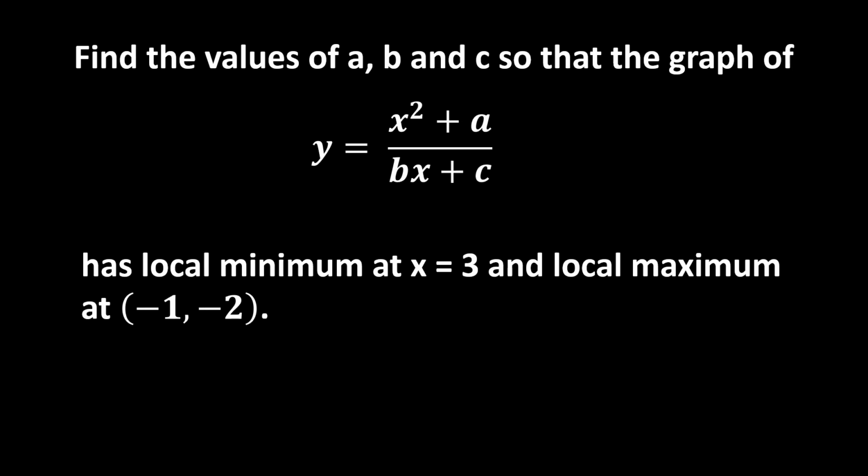Find the values of a, b, and c so that the graph of y equal to (x squared plus a) all over (bx plus c) has a local minimum at x equals 3 and a local maximum at (-1, -2). We are going to find the values of the constants a, b, and c. The solution of this problem involves the creation of three equations.